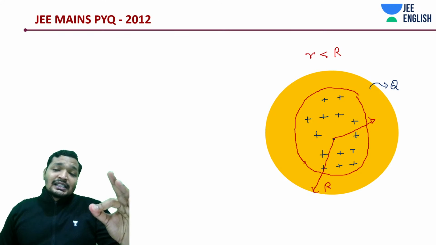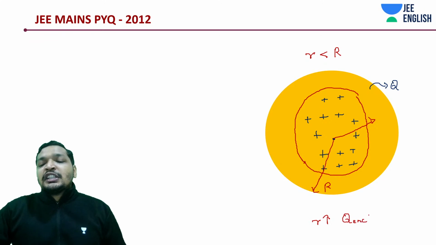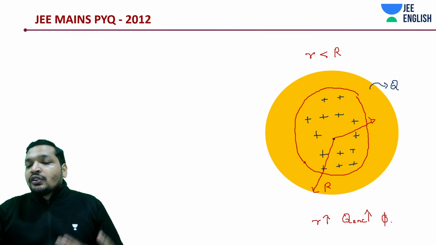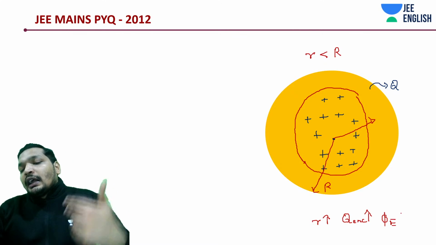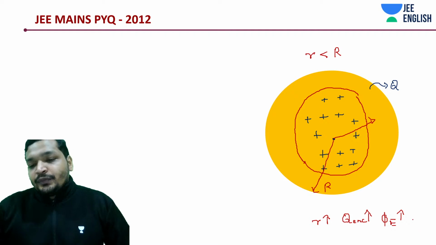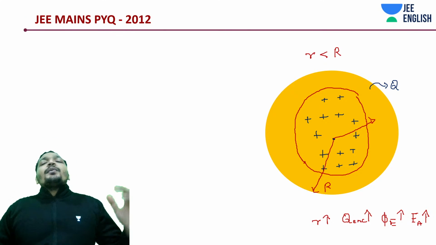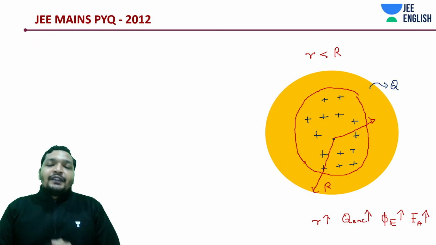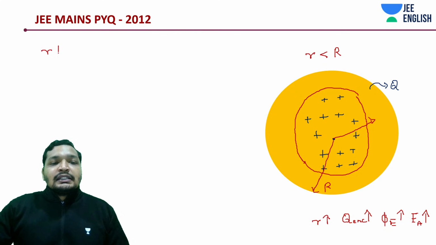Now arises the question, if r is less than R, as r increases, what increases? Charge enclosed increases, which means electric field should increase because electric flux is proportional to charge enclosed by epsilon naught. In this case, of course, there would be an epsilon. But anyway, this should also increase. If flux is increasing, electric field should also be increasing. Because one, your surface area is increasing, but at the same time electric field should be increasing. So as r increases, electric field should increase.